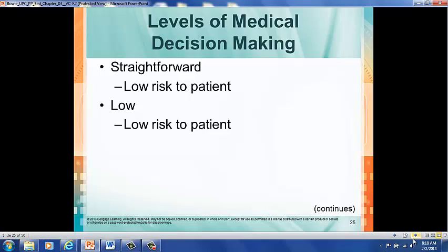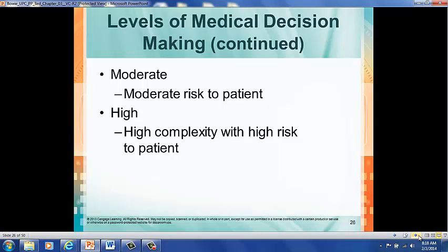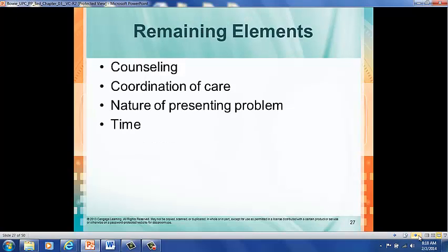The type of medical decision-making is based on 3 factors: the number of diagnoses, the amount and complexity of the data reviewed, and the risk of complications or morbidity or mortality.